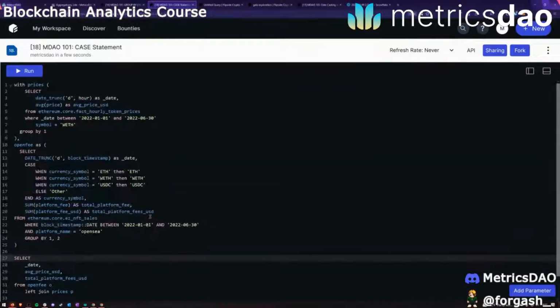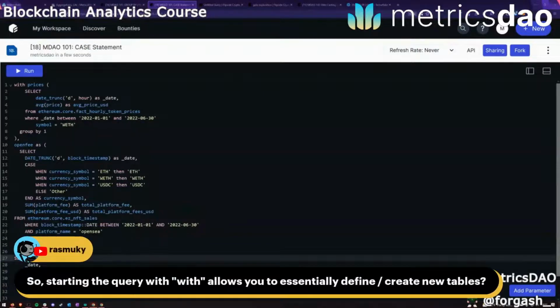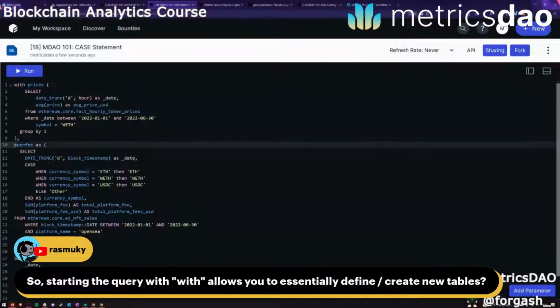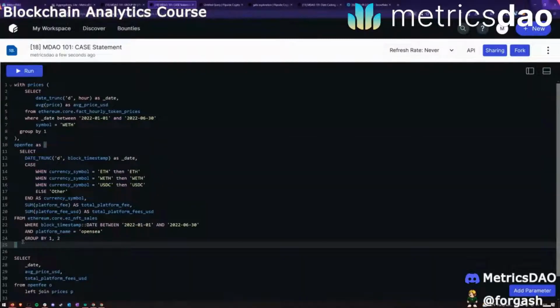And while that question is hanging out there for the chat, Ramuski asks, so starting the query with WITH allows you to essentially define and create new tables. Effectively, yes, that's one way of looking at it. But notice that I'm starting only the first one with the word WITH. Each subsequent one just follows the comma. And basically it knows that, all right, we are stringing together some CTEs here. And then there's no CTE here.